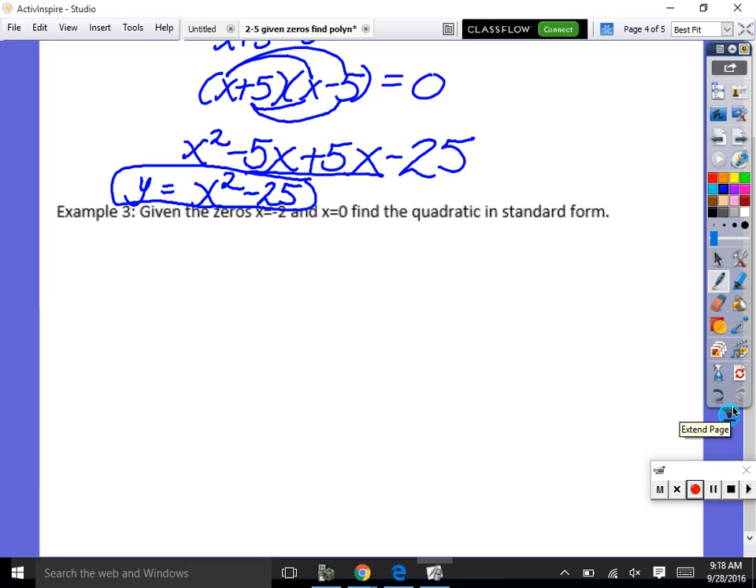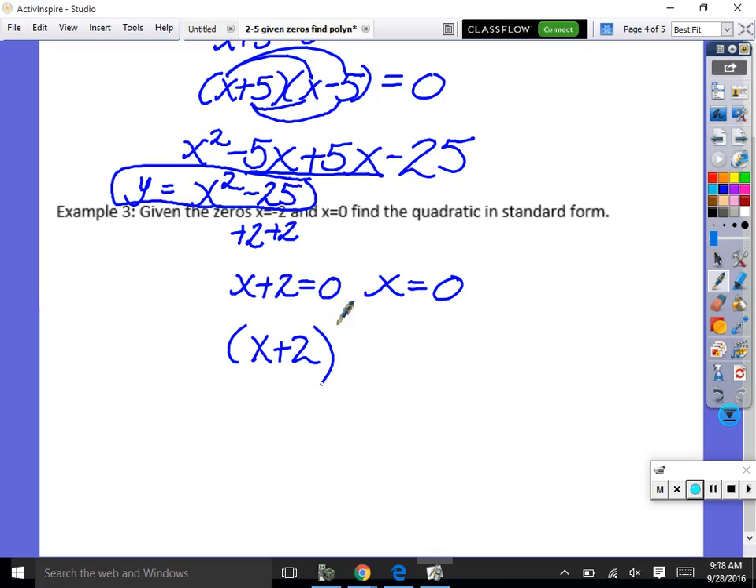So it says, given the zeros, x is equal to negative 2 and x equals 0, find the quadratic in standard form. So we will first get it set equal to 0, so I've got to add 2 on this piece. So we have x plus 2 equals 0. Now x equals 0 is just x equals 0, correct? It's already equal to 0. Before they were split apart, they used to be multiplied. So we're going to have x plus 2, and then we have our x, both multiplied together equal to 0.